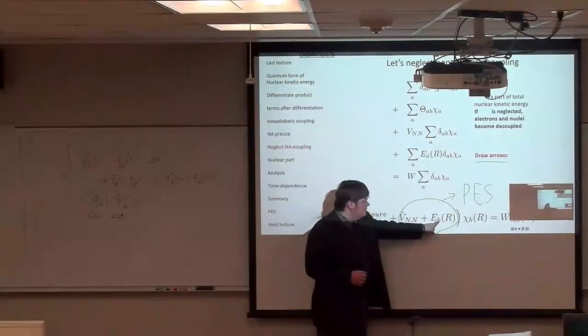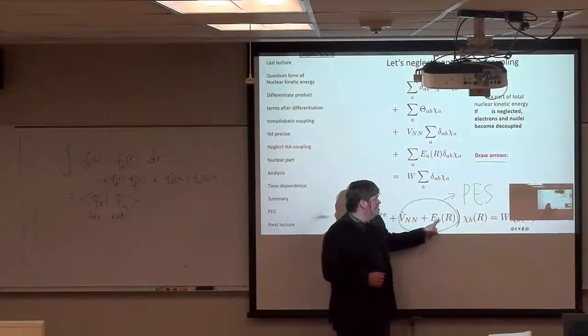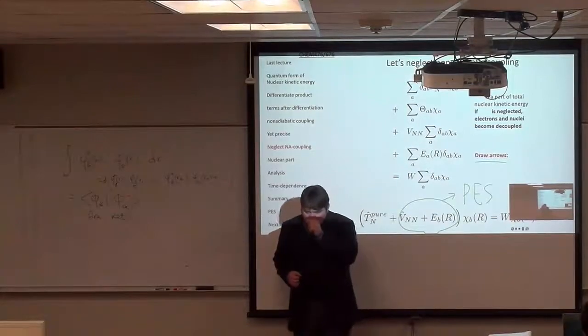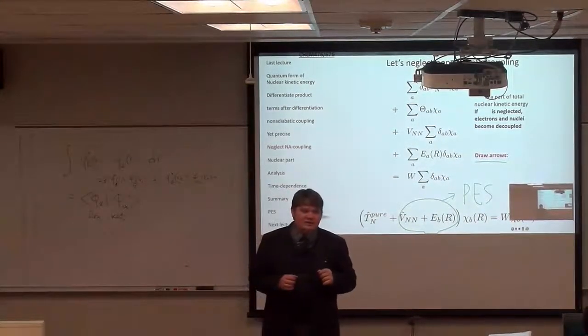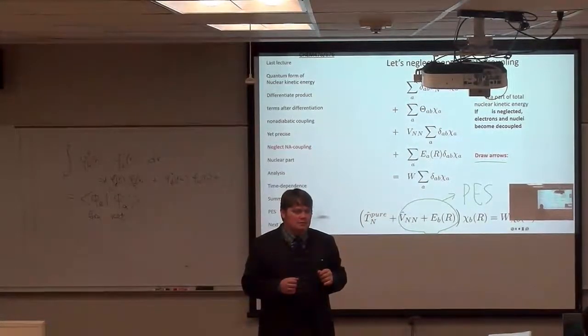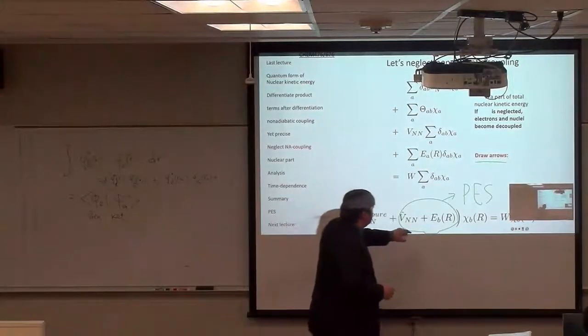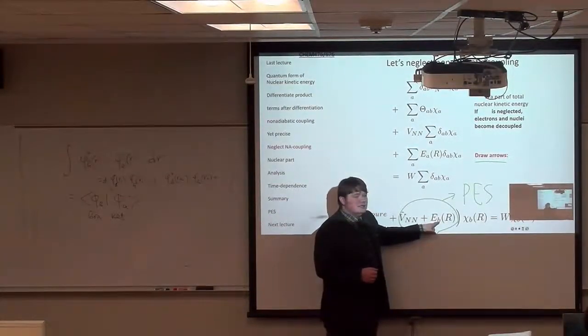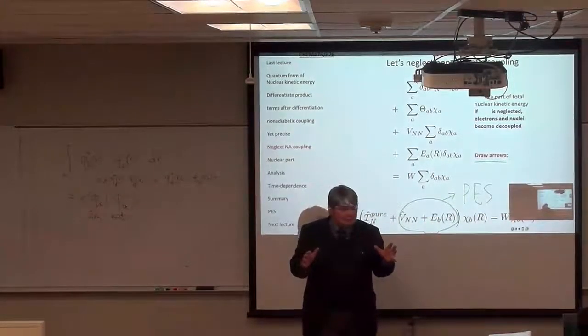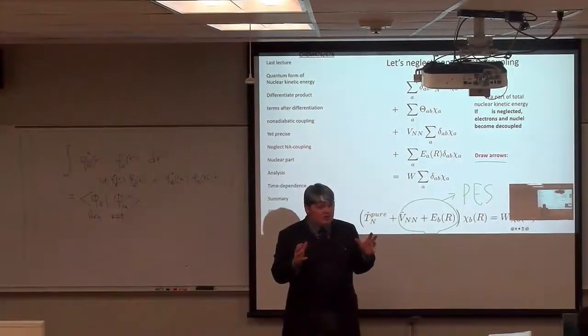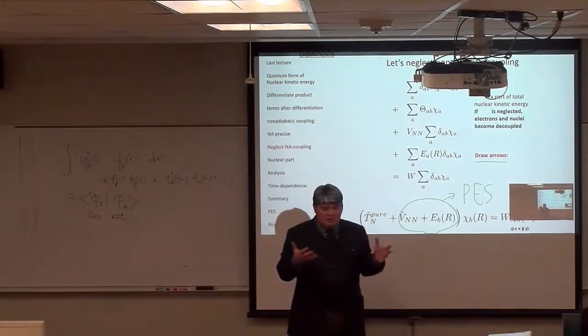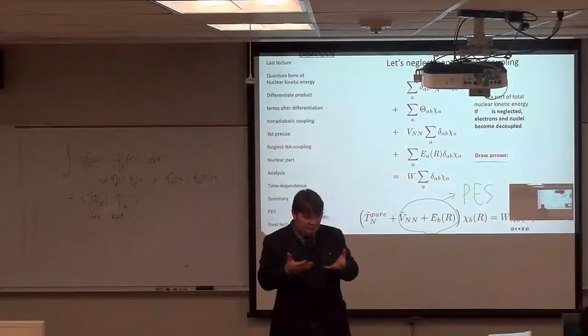So the letter B here, where does it come from? What does this index mean? It means that this is eigenstate number B of the electronic problem, of the electronic stationary Schrödinger equation. And the Schrödinger equation typically has more than one solution. Therefore, we need an index.